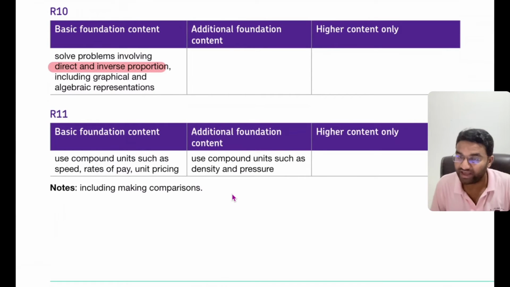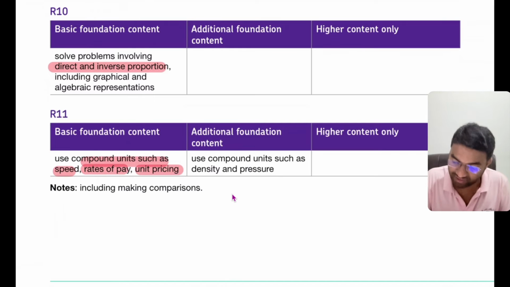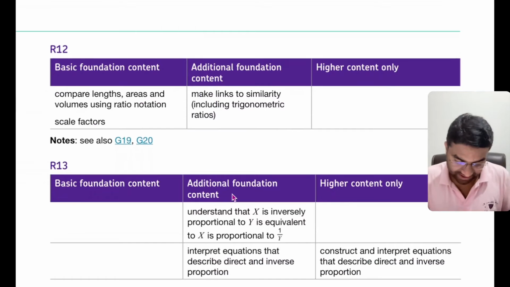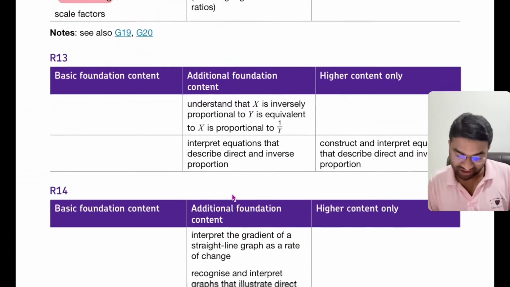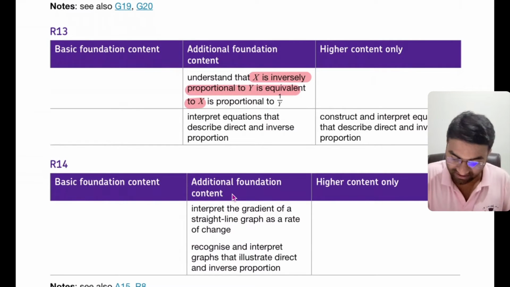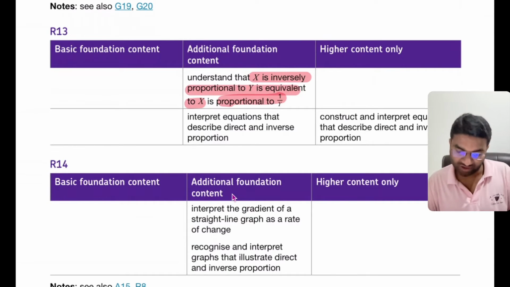All right, so we have linear, quadratic, then cubic functions are also there. So we have direct and inverse proportions also there. Fine. Next, compound units such as speed, rate of pay and unit pricing. Even compound units such as density, pressure are also there for the foundation. All right, then next, we have a comparison of length, area, volume using ratio notation. Understand that x is inversely proportional to y, equivalent to x is equal to 1 upon y, or y is equal to 1 upon x.